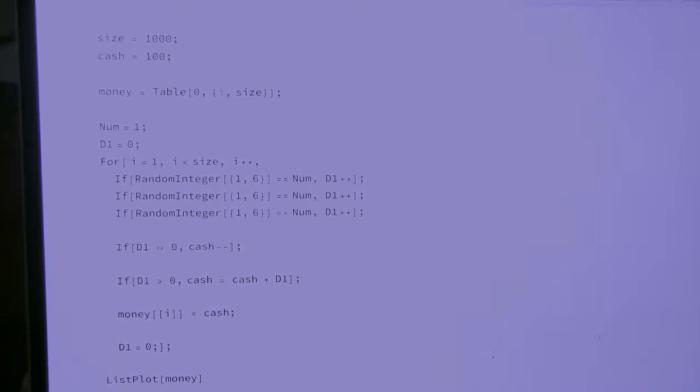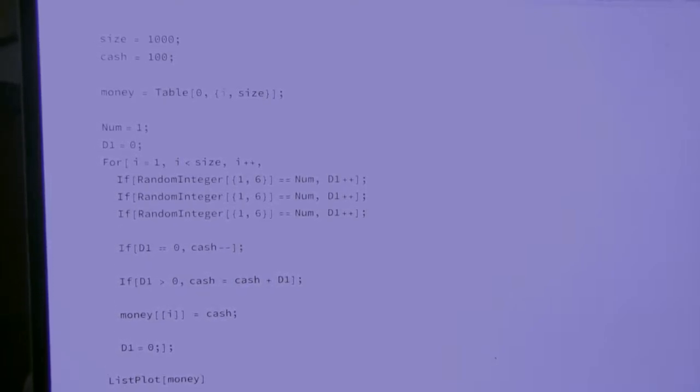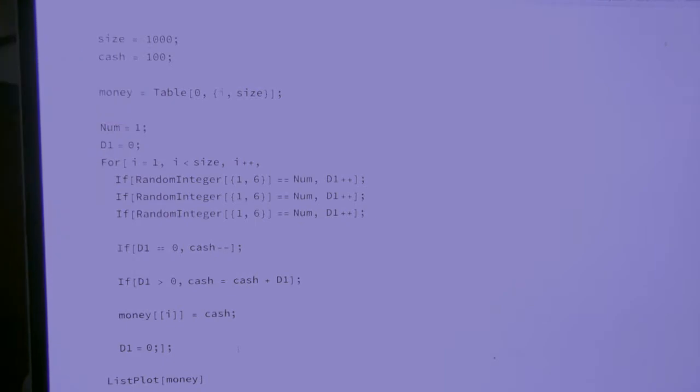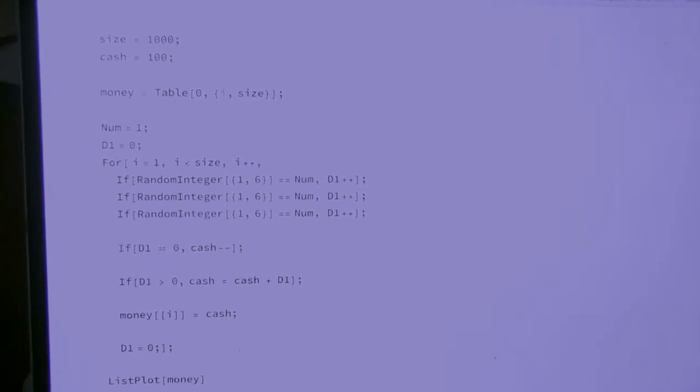Okay, so we wrote a computer program. We had a little bit of trouble doing it, right? We got it working. So walk through the program here. What are we doing? Well, size is the number of trials we do. Cash is the amount of money we start off with. And we just put money. Money is how much we have over time. We're making a little table.